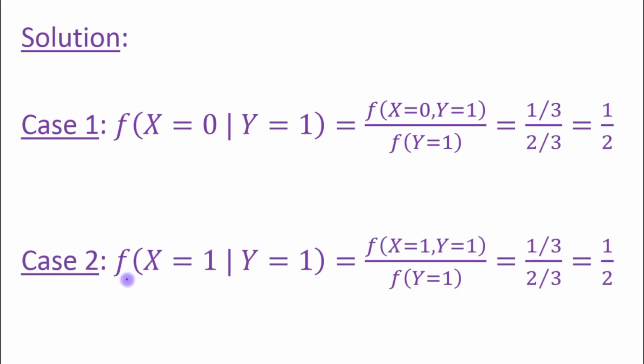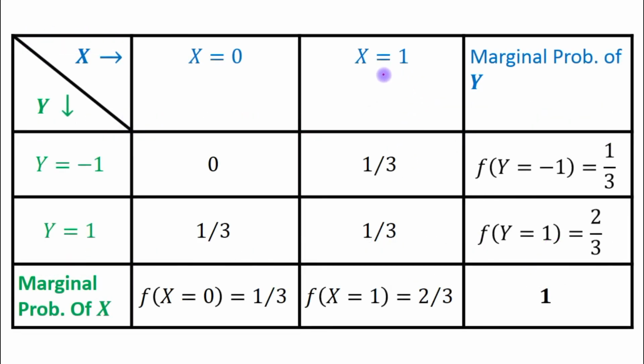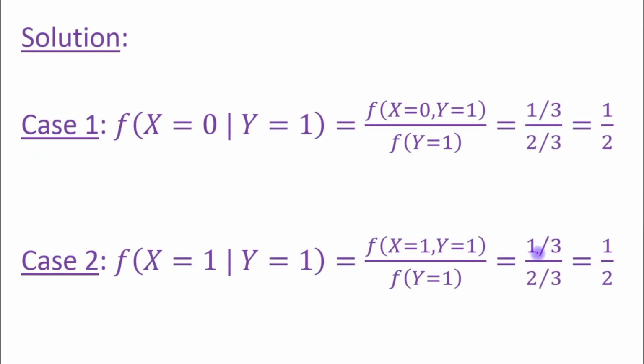Case 2. Probability that x equals 1 when y equals 1 is given will be equal to their joint probability upon the probability that y equals 1. Their joint probability of x equals 1 and y equals 1 is 1 by 3, so we will write 1 by 3, and the probability that y equals 1 was given as 2 by 3. So the final answer is 1 by 2.